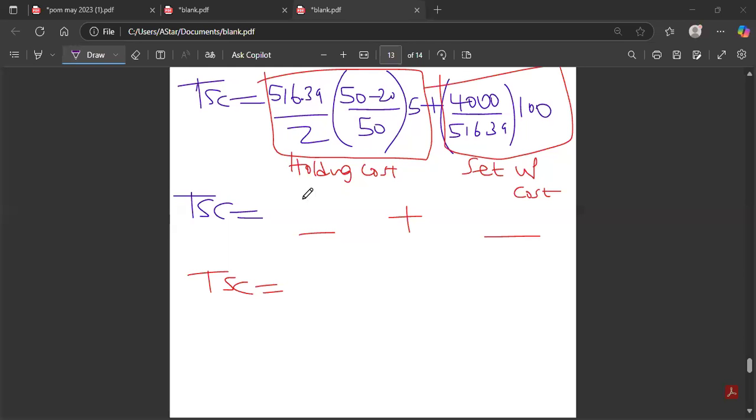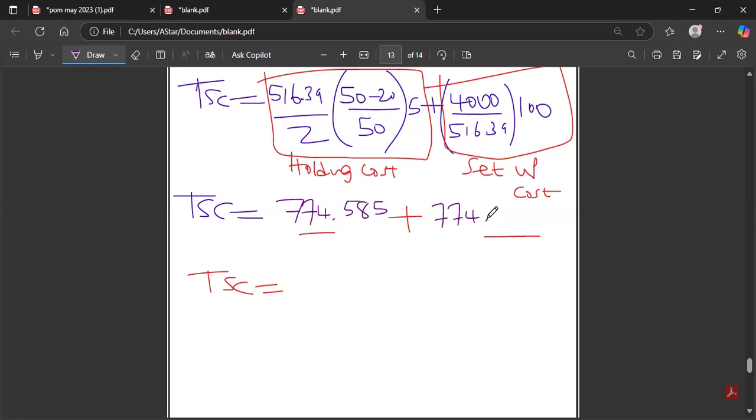So this one will be what? 774.585. Then the other one will be what? 774.608. So this one is giving us what? 1549.193. Is that okay?